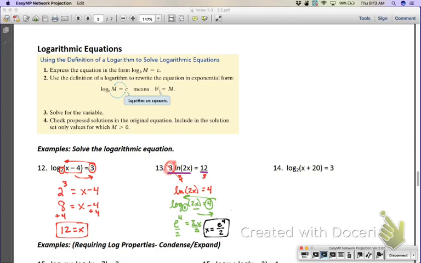Number 14 is really no different, as far as what we did on 12. 2 is your base, 3 is your power, x plus 2 is over on the other side, and you go from there.